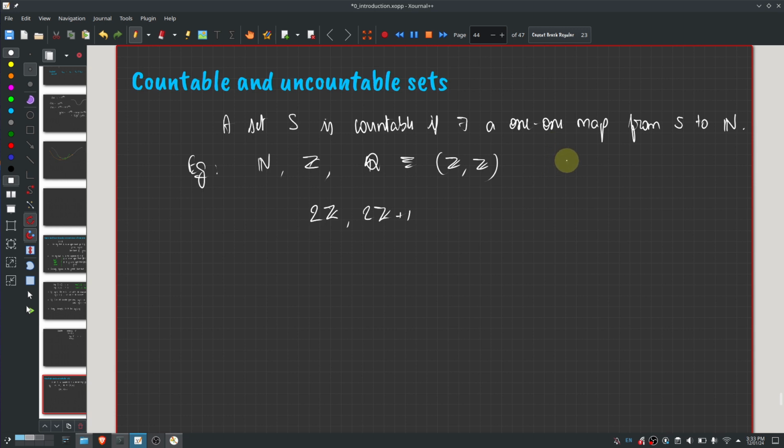In fact, if you look at Q to the k, the set of all k-tuples of rational numbers, this is also countable. If it is not countable, it's said to be uncountable. What is the best example? Yeah. The set of real numbers, the set of complex numbers, any continuous set.